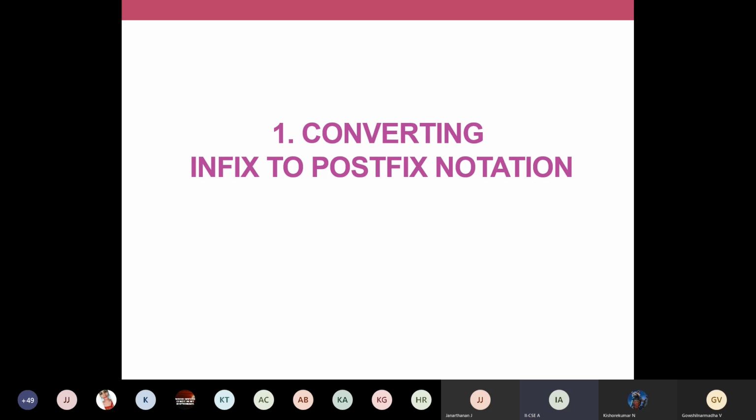So first, to begin with, converting infix to postfix expressions. Already we discussed what an arithmetic expression is. There are three types of arithmetic expressions: infix, postfix, and prefix. First we are going to learn what these three types are, then how to convert infix to postfix. Because when your expression is in postfix notation, it is easier to evaluate using a stack. So we'll begin with converting your infix expression into postfix expression.